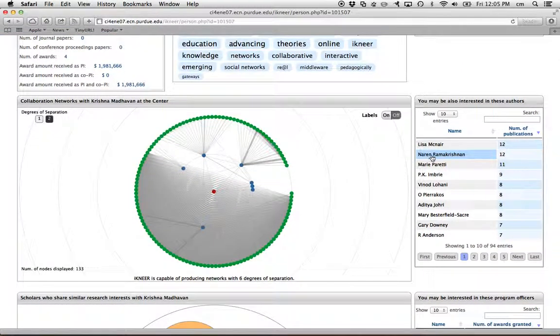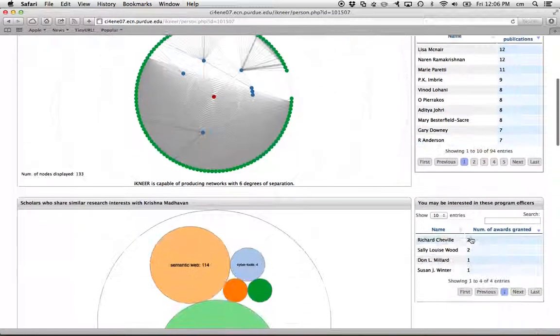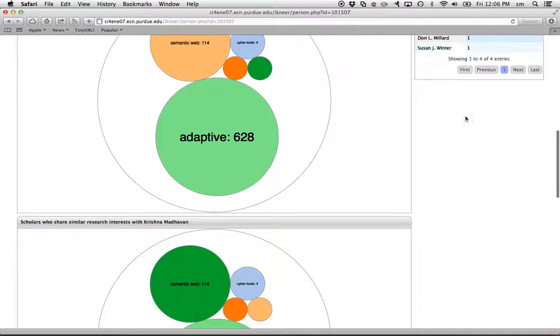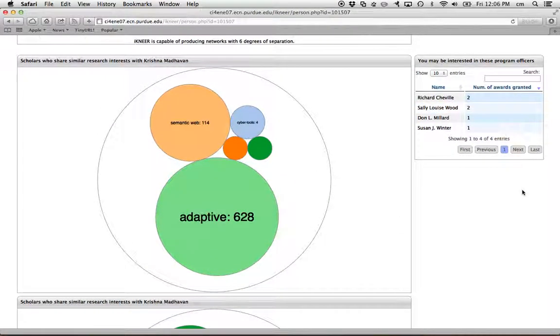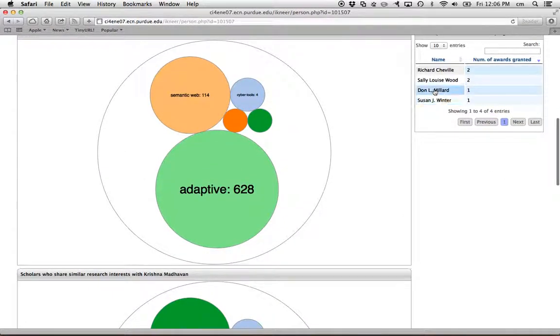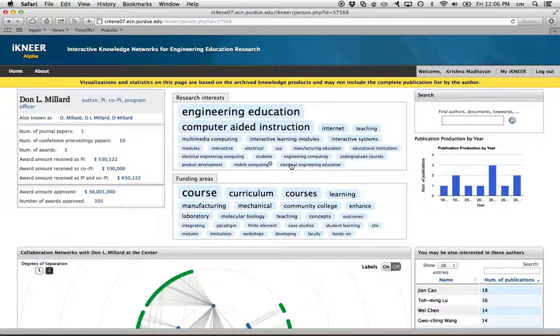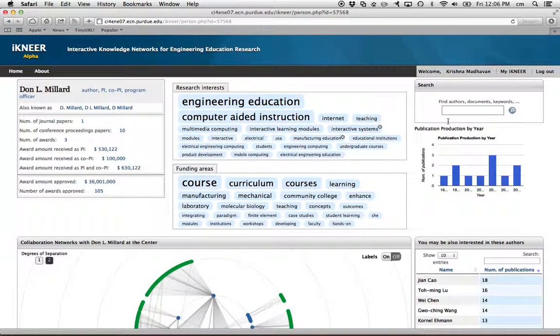If you're interested in my work, here are all the authors that you might be interested in. Here are all the topics that you might be interested in. The people who fund me are all listed over here. And you can, of course, click on any one of these people and go directly to their profile, and this continues, and you can go search for very many different things. So as in the paper, we describe a lot of features that are available through Eichner.